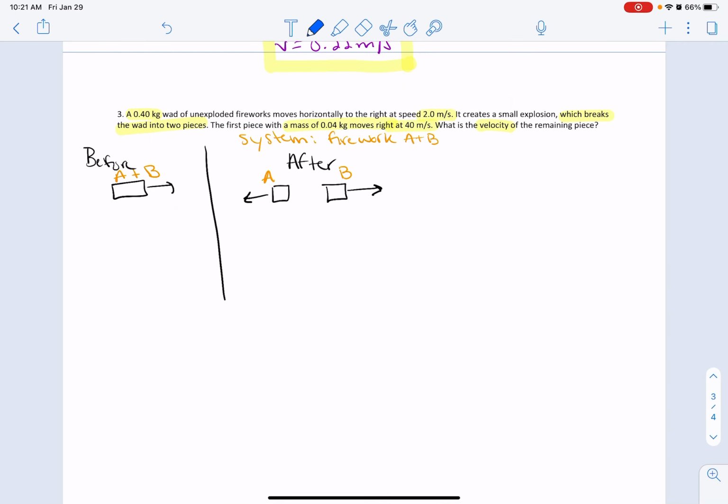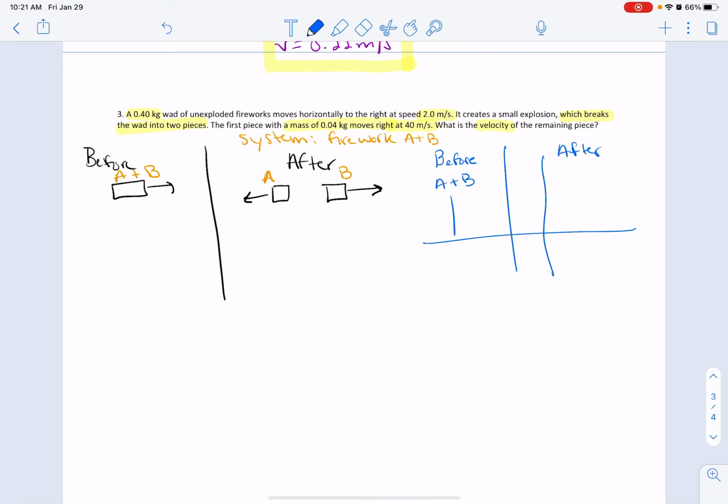Okay. All right, take a second to make a momentum bar chart. So we have before and we have after. So before we have A plus B together, and then after we have A and B separately. And we know B is moving in the positive direction, which means A is probably moving in the negative direction, because if things are splitting apart, they usually move in opposite directions. So we're going to need to find the momentum of A plus B, and that's going to be equal to the momentum of A plus the momentum of B.